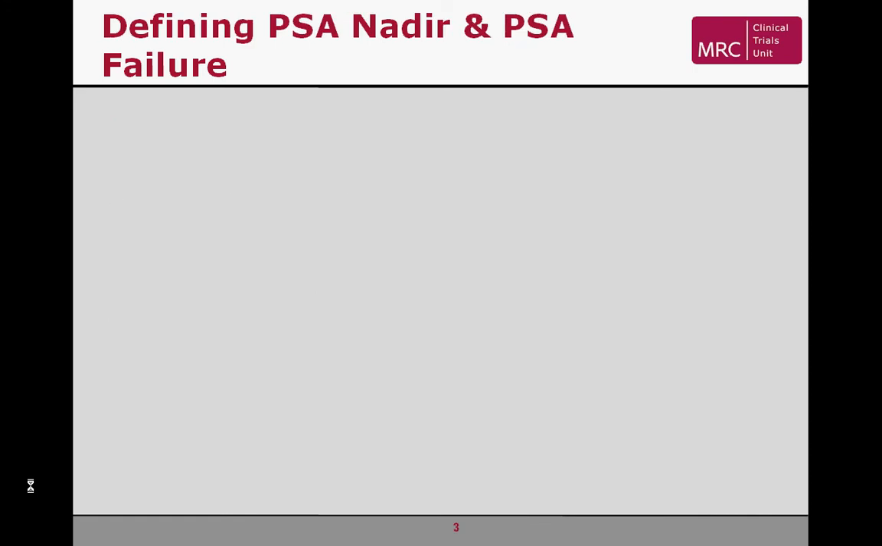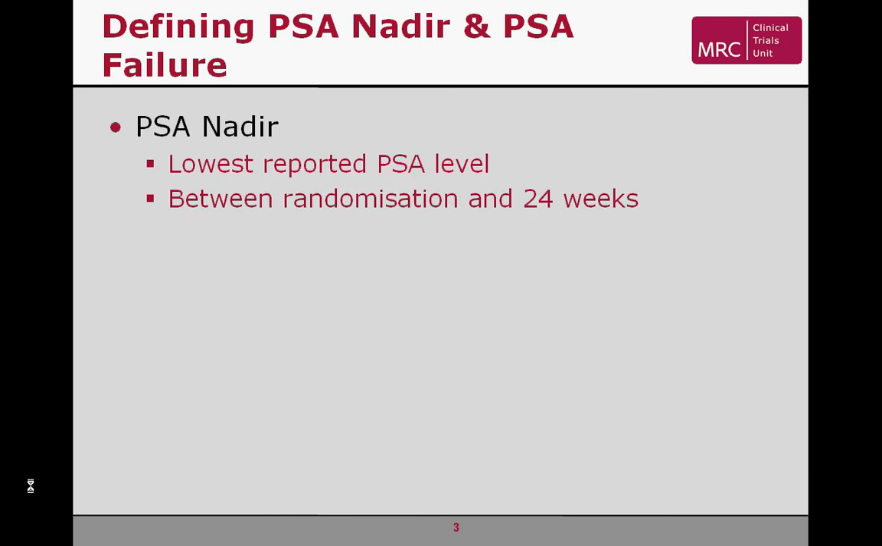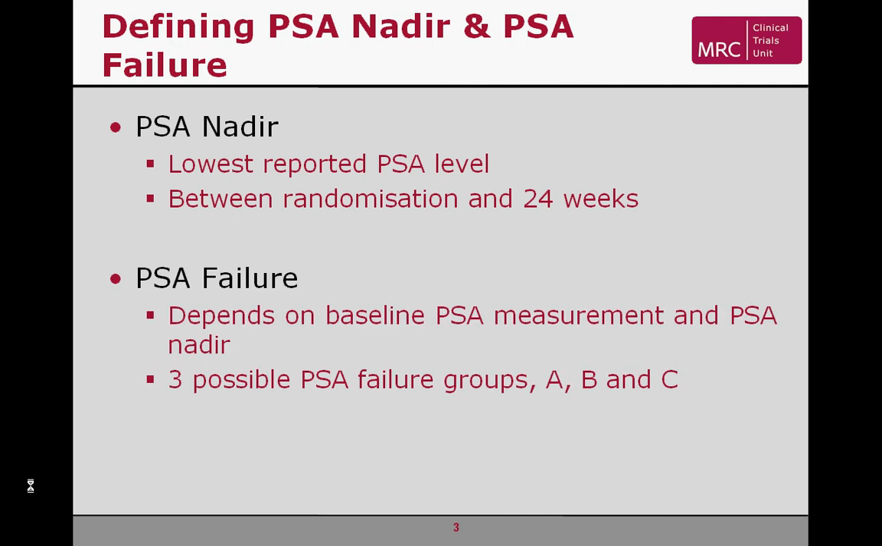So in order to understand when to report a biochemical progression, i.e. a PSA failure, we firstly need to define a couple of terms. So first of all, the PSA nadir. This is the lowest reported PSA level between randomisation and week 24. The PSA value that would then constitute a failure depends on both the baseline PSA and the PSA nadir. And there are three possible PSA failure groups, A, B and C.